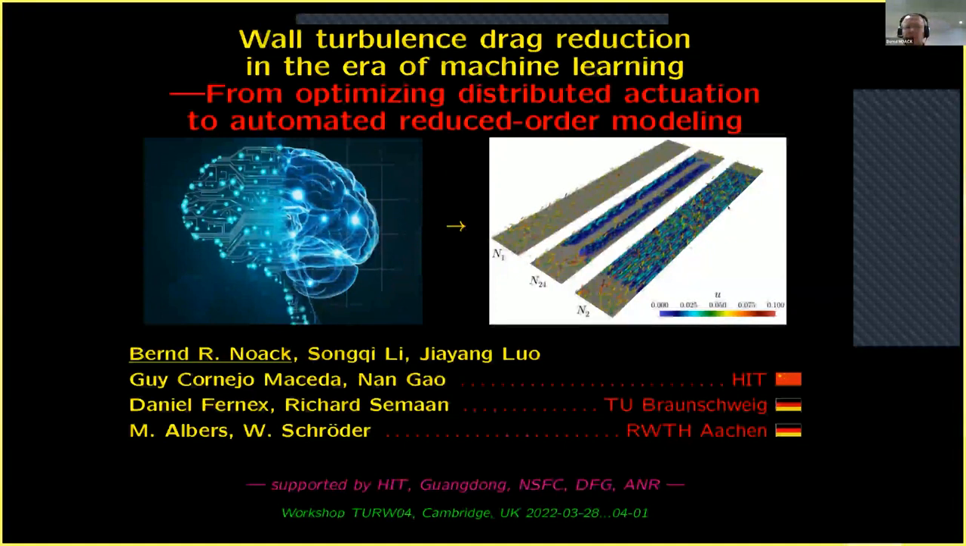Today, I will talk about some machine learning methods for wall turbulence drag reduction, in particular for optimizing distributed actuation and reduced order modeling. This is joint work with Songxi Li, Jiajiang Luo, Cornejo Maceda, and Nangao. They did the experiments I will be reporting about. Marian Albers and Wolfgang Schröder did the simulations, and reduced order modeling has been done together with Daniel Fernex and Richard Seemann. We have been supported by Shenzhen government, Guangdong province, and the Chinese, German, and French Science Foundation.